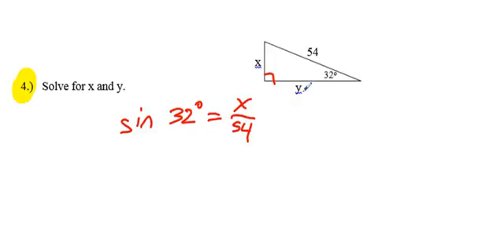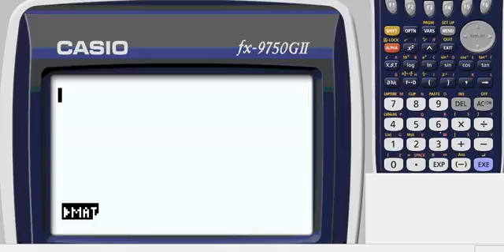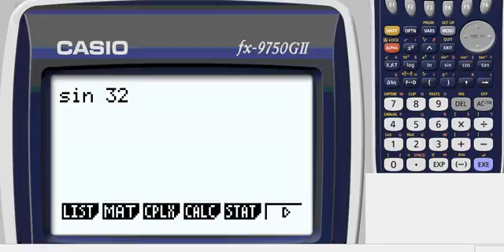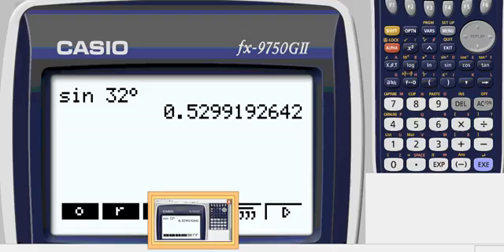And then similarly, we'll do cosine 32 degrees equals adjacent, which is y, over 54. So in your calculator, you can do sine 32 degrees multiplied by 54. My calculator is in radians right now, so I'm just going to select degrees from option. 32 degrees. And then we are multiplying that by 54.